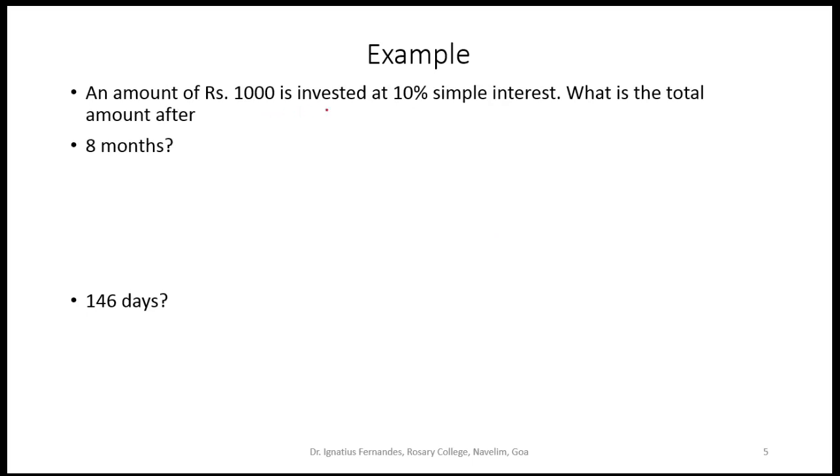An amount of 1000 is invested at 10% simple interest. What is the total amount after 8 months? Okay, so in case we are looking at finding the amount after a certain number of months or certain number of days, we'll have to convert the N, that is the number of years, in terms of months. Or put these months in terms of number of years. So in this case, the principal amount is 1000, rate of interest is 10%. Now in the first question here it is 8 months.